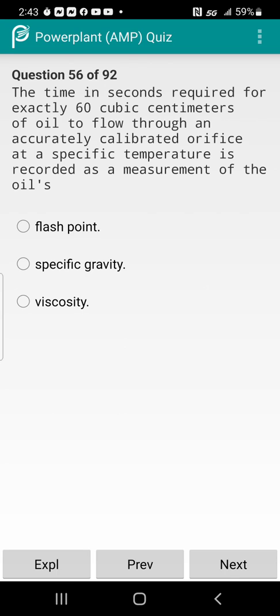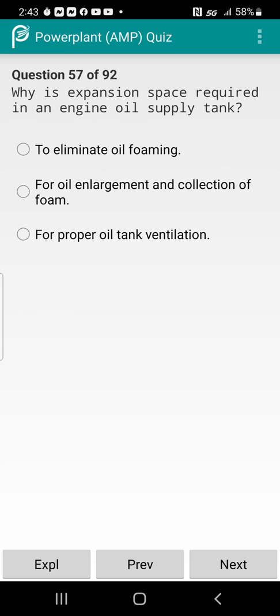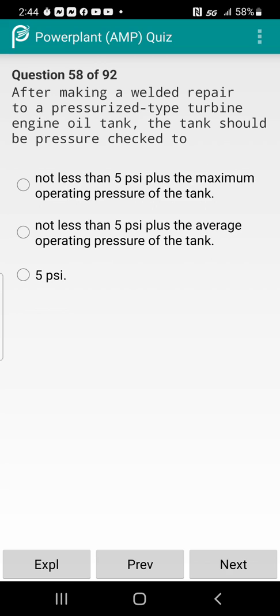The time in seconds required for exactly 60 cubic centimeters of oil to flow through an accurately calibrated orifice at a specific temperature is recorded as a measurement of the oil's viscosity. Why is expansion space required in an engine oil supply tank? For oil expansion and collection of foam.